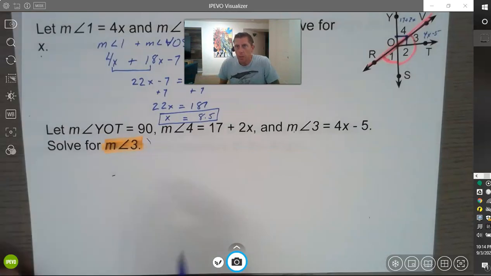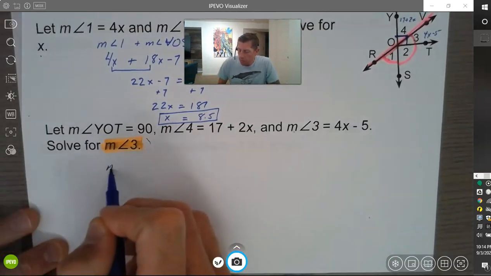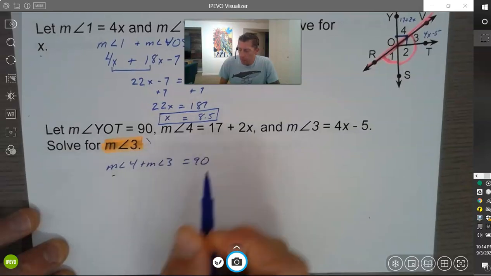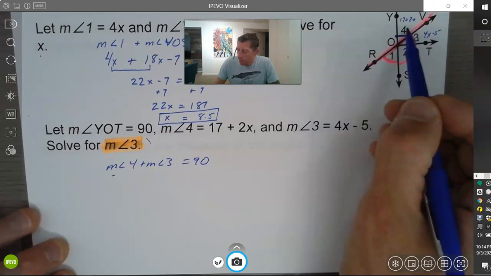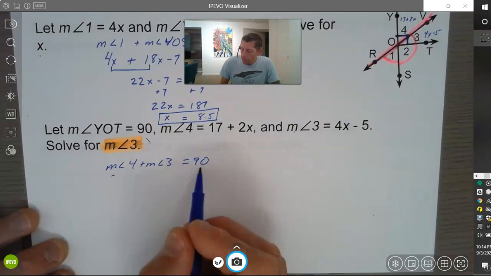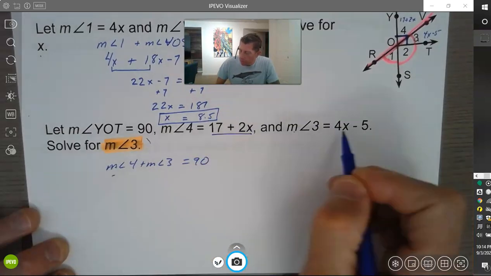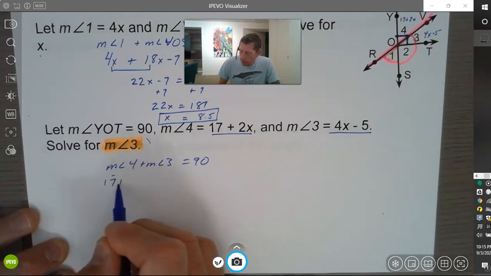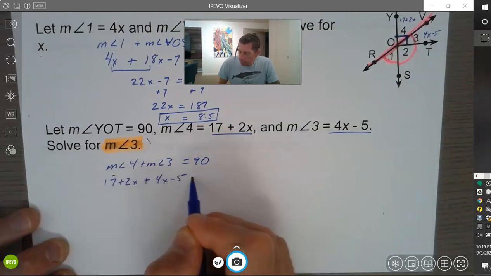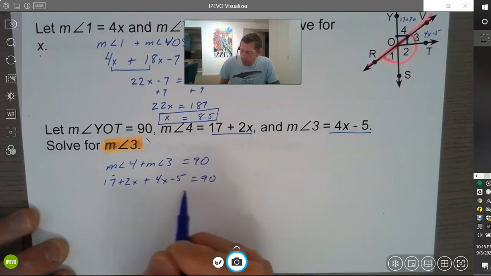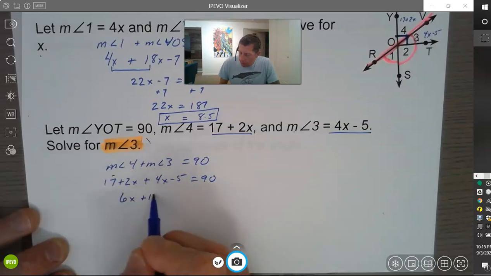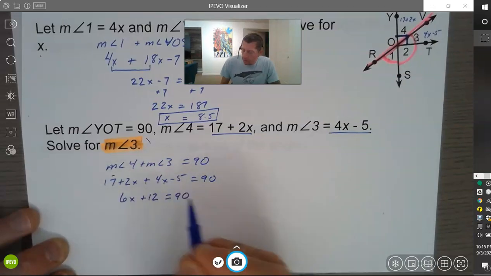There we go. Okay. So, I know that the measure of angle 4 plus the measure of angle 3 equals 90. Because these two angles are complementary, because they add up to give me this right angle here. Now I substitute in for my values, 17 plus 2x and 4x minus 5. 17 plus 2x plus 4x minus 5 equals 90. I combine my like terms, so I have 6x, 17 minus 5 gives me a positive 12, equals 90.